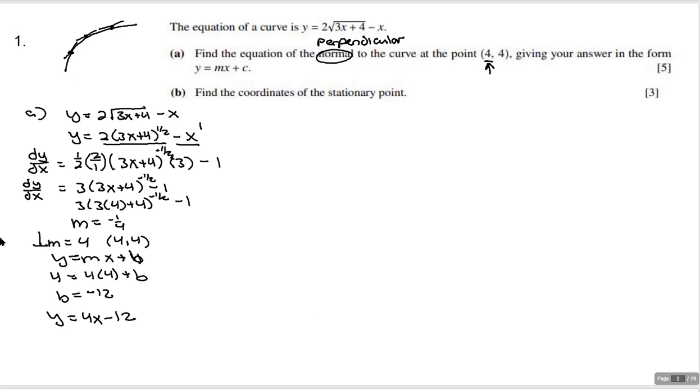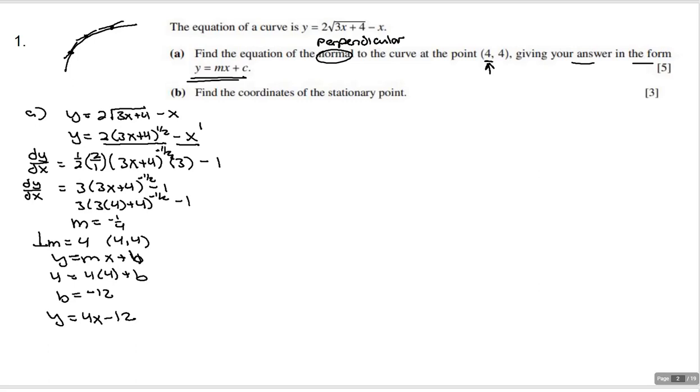This is the form. And notice here they were specific about not putting it in point slope form. They wanted it in y equals mx plus b, so we didn't really have a choice in that case. All right, so there you go. That's part A. Okay, so now let's take a look at part B.